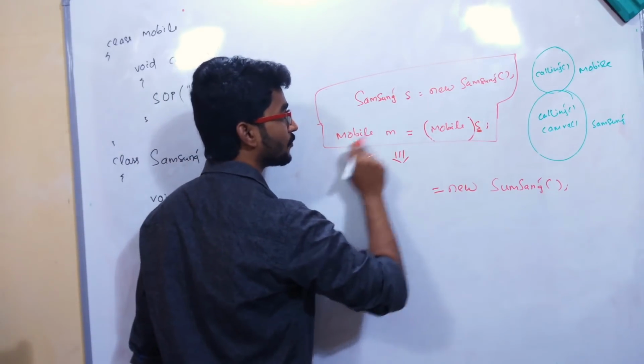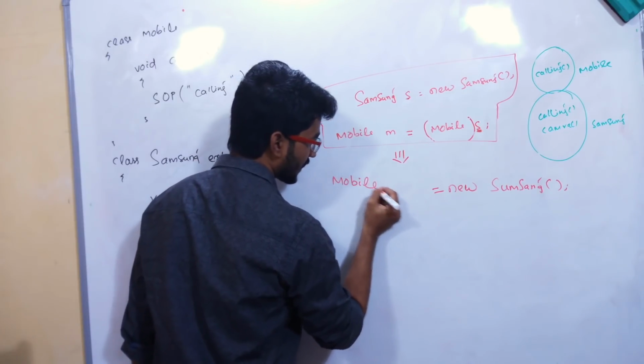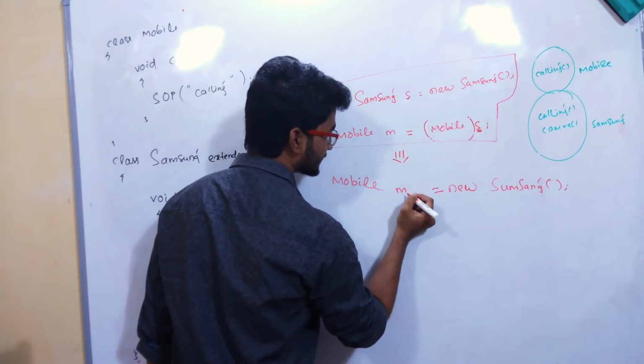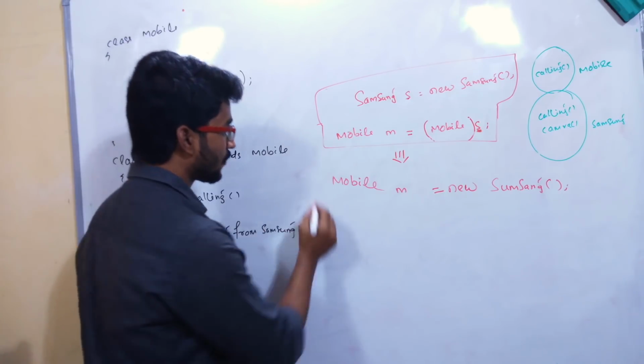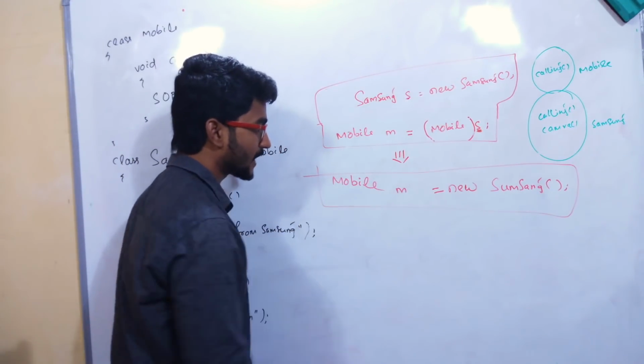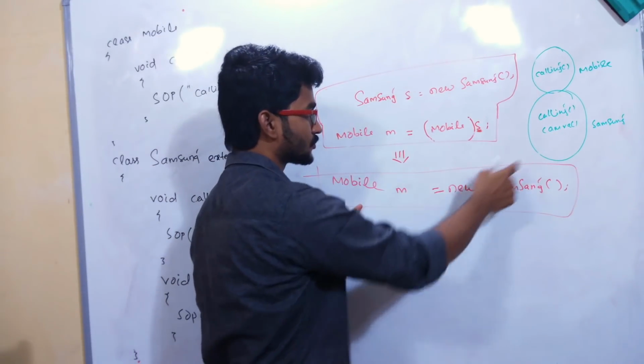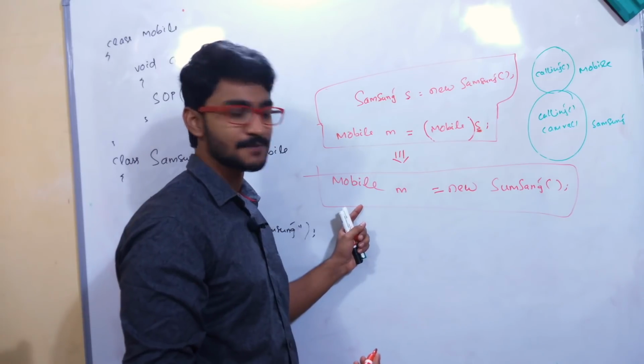So who is my supertype? Mobile, right? So I can write mobile here, and I'll just give it a reference, let's say M. So this is how we are doing upcasting in one line, right? Mobile M equal to new Samsung. Mobile is supertype and Samsung is subtype. There you go. Simple, right?